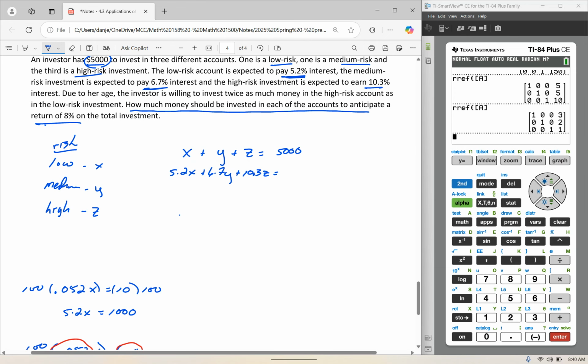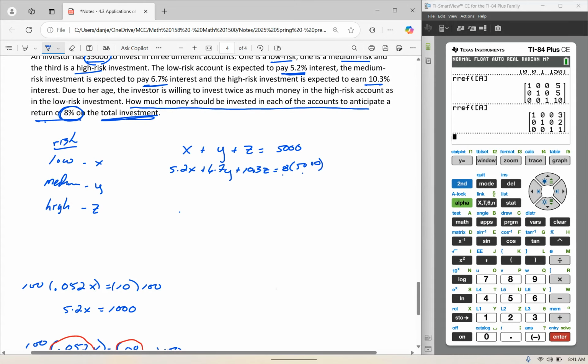Now I'm okay with my decimals here as long as I remember at the end we want to anticipate an 8% return on the investment. So don't miss, if I do 5.2 for 5.2% interest and 6.7 for 6.7% interest, I need to use 8 for the 8% interest. Because I have that movement of the decimal equally on both sides, I'm okay. The total investment was $5,000, so this is 8 times 5,000.